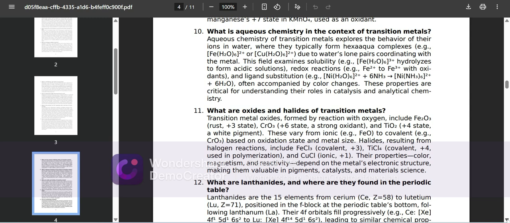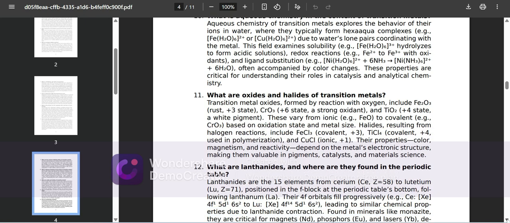Example: Fe(H2O)6 3+ hydrolyzes to form acidic solutions. Solution redox reactions, example Fe2+ to Fe3+ with oxidants, and ligand substitutions, example Ni(H2O)6 2+ plus 6 NH3 gives Ni(NH3)6 2+ plus 6 H2O, often accompanied by color changes.